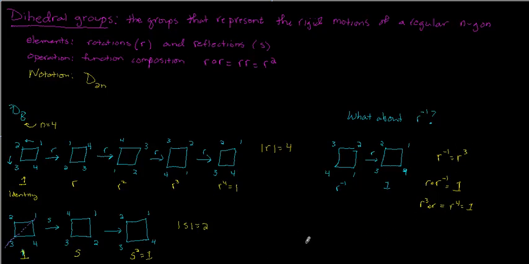And that will play a role in the relations between the rotations and the reflections, the generators, if you'd like to call them that, for the group. Okay, so the last thing here that we want to take a look at is the following. So what about SR, and what about things like SR squared, or what about RS? SR inverse, things of that form.